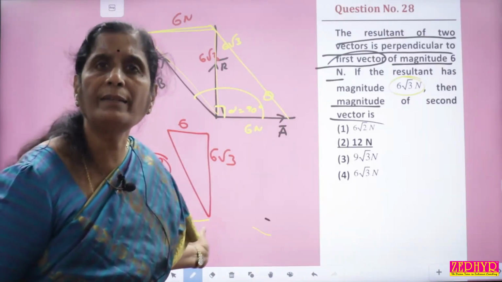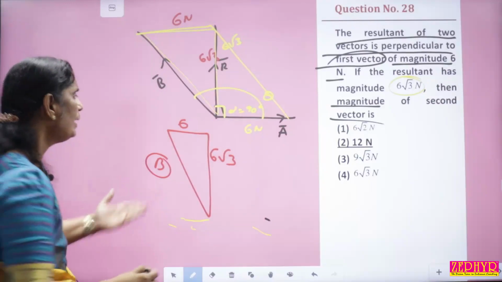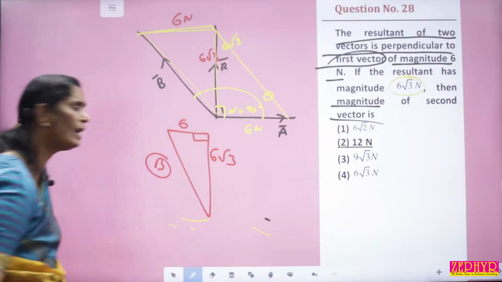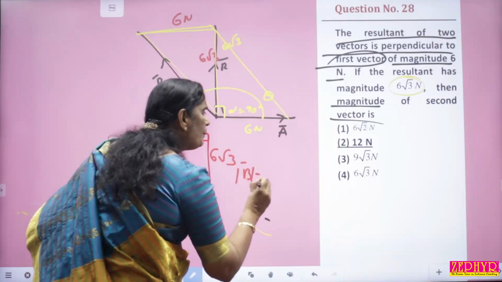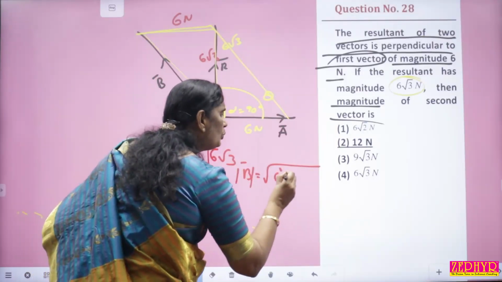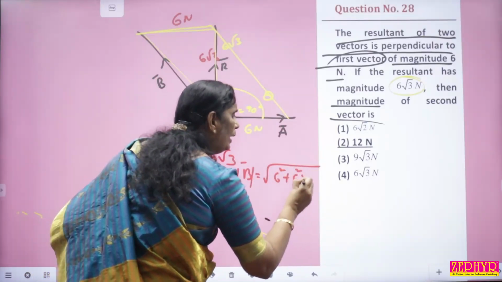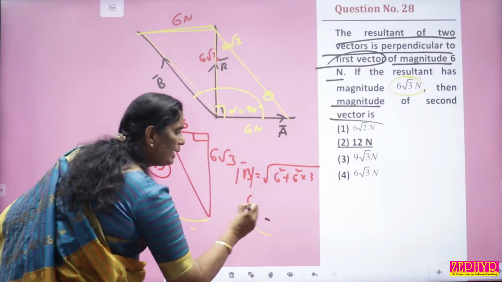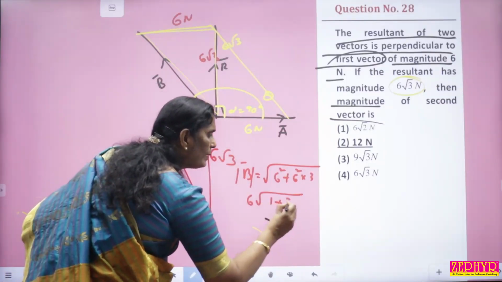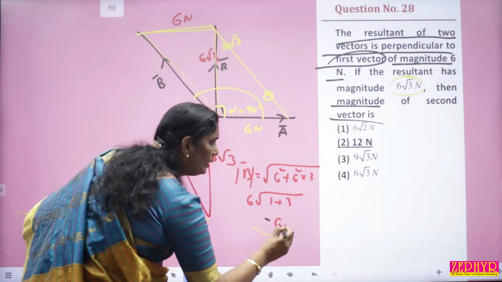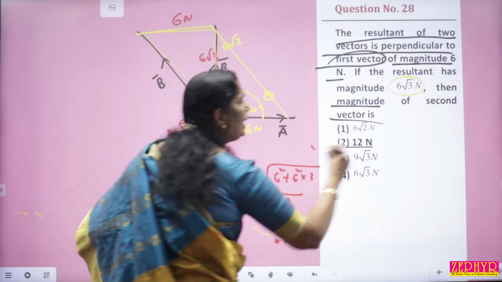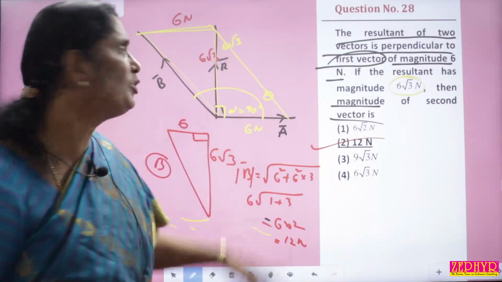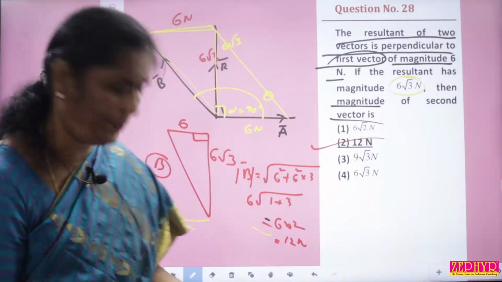We will apply the Pythagoras theorem, because this is 90 degrees. So to get mod B, apply the Pythagoras theorem: 6 square plus 6 square into 3. So 6 can be taken outside: 1 plus 3, that is 6 into 2, which will be 12. 12 newtons will be the answer. So this question depends on how you draw the figure.